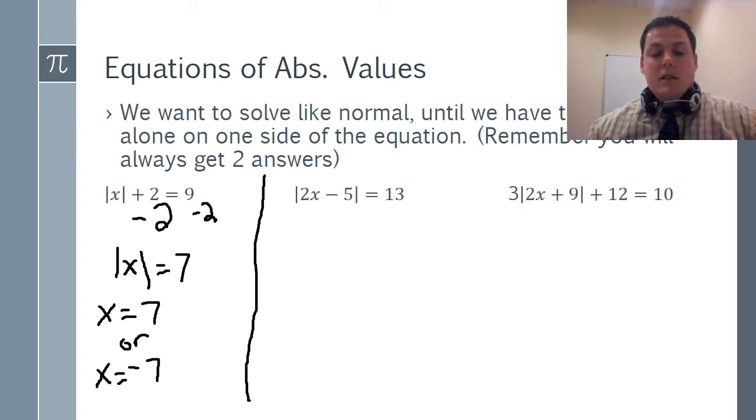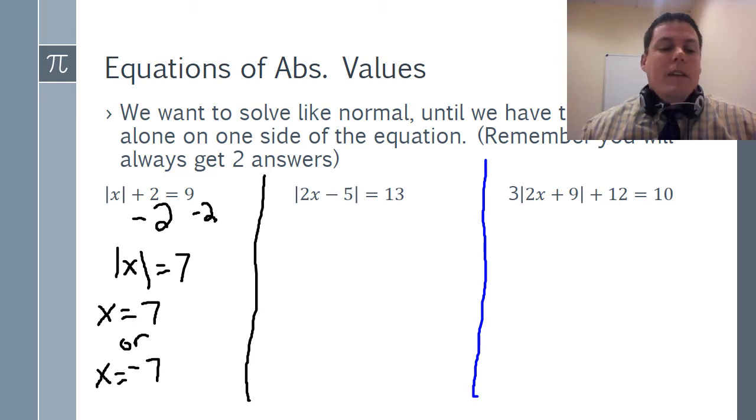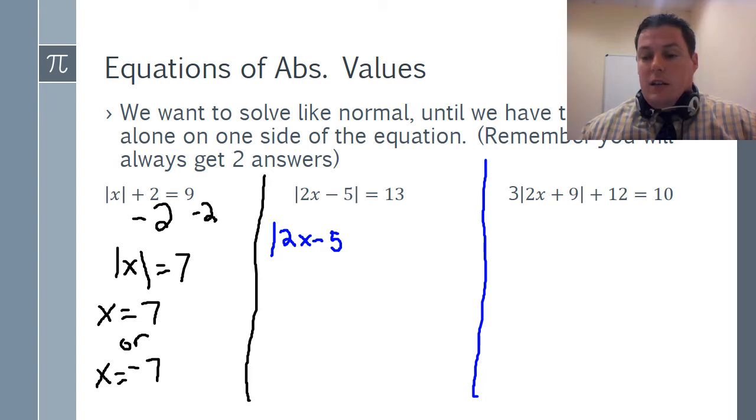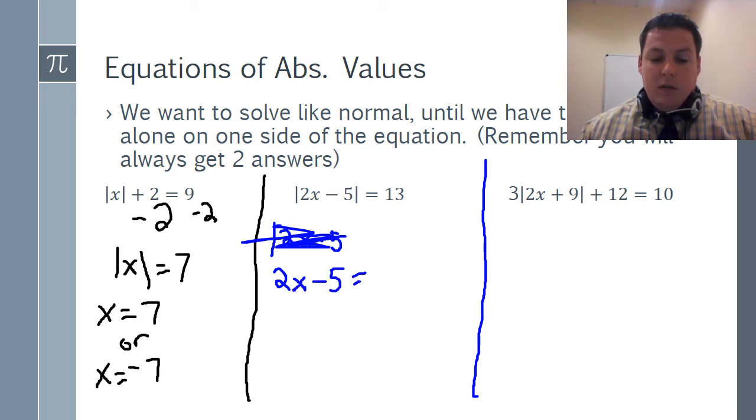solutions or answers. So in this equation here, this one looks a little different. We already have the absolute value isolated. So as soon as we have the absolute value isolated, we have to consider the positive or negative. So we have to create two separate equations. So we have to think of this as, let me rewrite this. We want to rethink of this as 2x minus 5 equals 13, or 2x minus 5 equals negative 13.